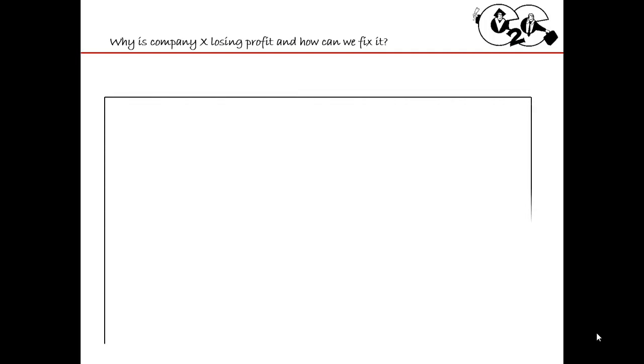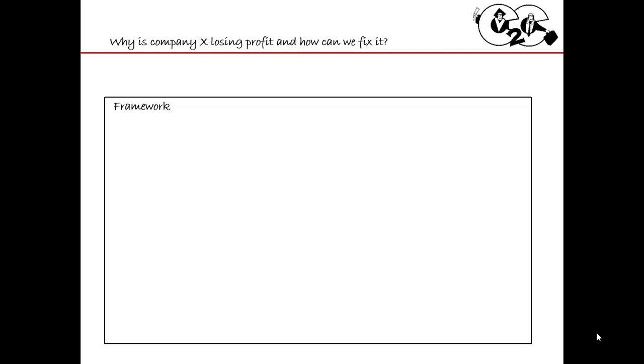Let's do an example. In the last video, I said, why is company X losing profit and how can we fix it? And I gave a general framework that looked like this. I had a framework of the label. I said we're going to look at market first. Product, competition, market size, market share.